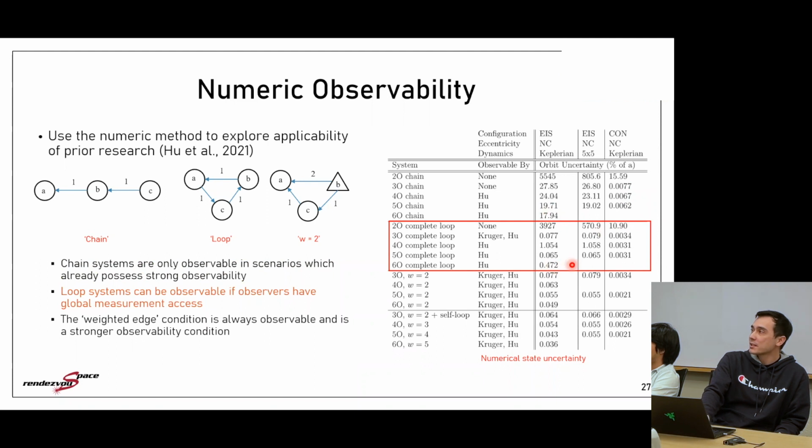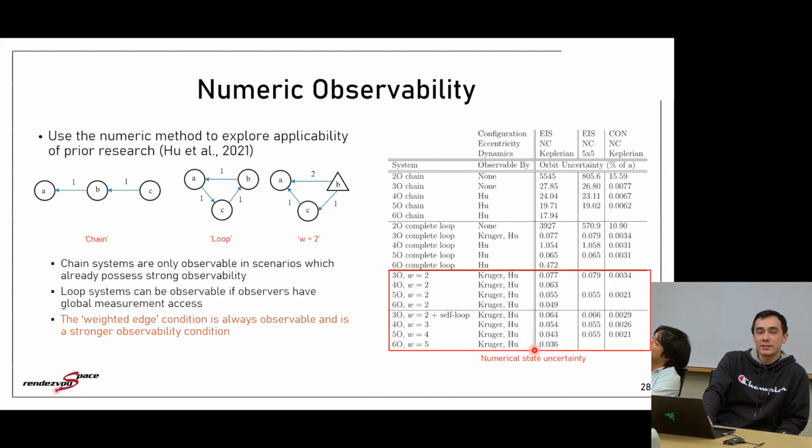The complete loop system is generally pretty observable overall, but because I'm only assuming local connectivity and not global measurement access, they're not something I really look at with my particular graph representation. And the weighted edge system has pretty similar state uncertainties no matter the situation. So I view it as a stronger observability condition than some of the previous research suggests.